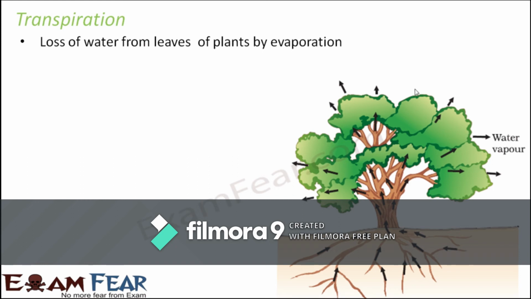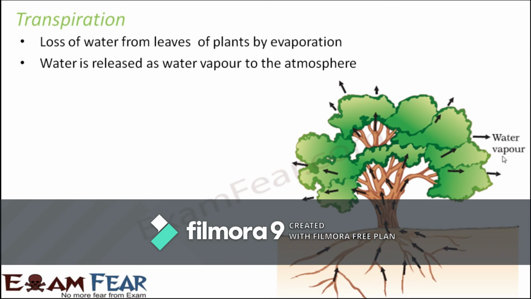Here also the leaves of the plant are exposed to the atmosphere, to the warm surrounding air. So whatever water is present there starts evaporating. The liquid water gets converted to water vapor, and this process is called transpiration. Now, how is water released from the leaves of the plants? The leaves contain very tiny pores which are called stomata. We will talk about stomata a little later.